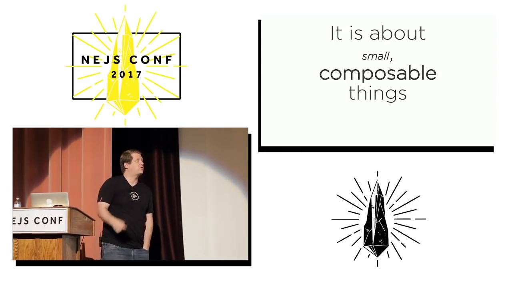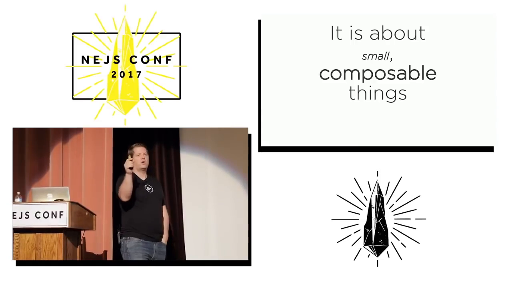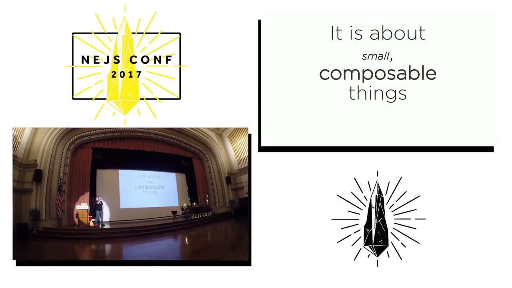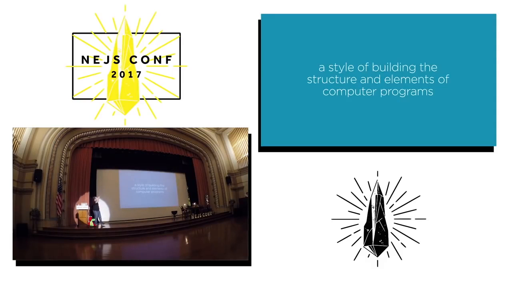Functional style is about small, composable things that fit together. A lot of times, let's go back. A style of building the structure and elements of computer programming. More importantly, the style of building the elements. We're going to talk about how we build elements in a functional style that fit in the overall big picture.